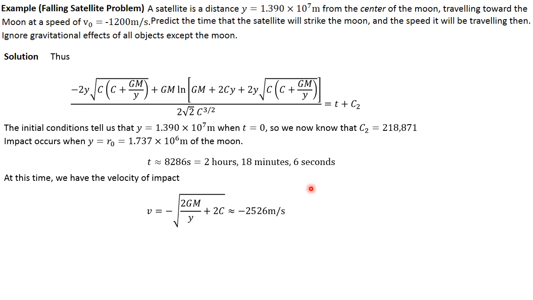And at that time, earlier we calculated that velocity in terms of y is equal to this expression. And y is just the radius of the moon, so 1.737 times 10 to the 6th. I put in for y here the universal gravitational constant, the mass of the moon, and the value of C that we calculated earlier, and you end up with this velocity of impact. So it's going to crash pretty hard, not surprisingly.